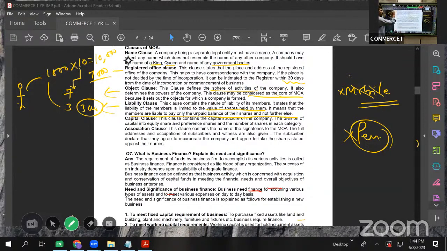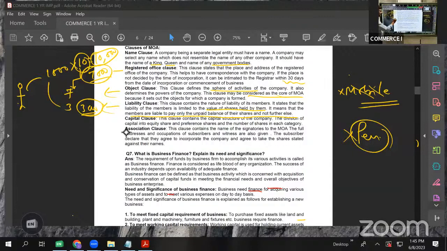His liability is 10,000. So he cannot say that I have paid 7,000, I will not pay 3,000. No. His liability is to the face value or the value at which the shares have been issued. The shares were issued at 10 rupees, so his liability is 10 per share, not 7 per share. So he is liable to pay this extra 3,000 rupees also. The remaining balance he has to pay.